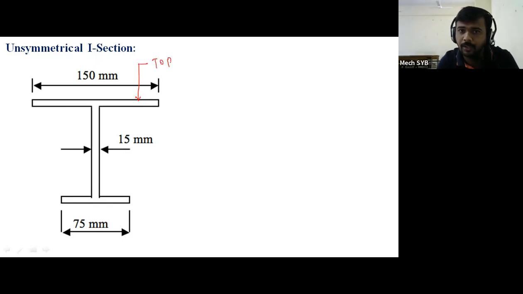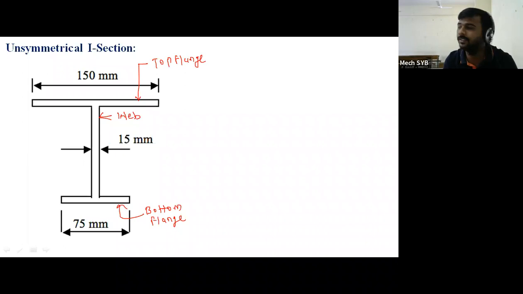So this is your top flange. This is your bottom flange. And there is only one web. Now if you see the dimensions of the top flange and bottom flange, they are different. Right? For example, the vertical dimension is 15 mm here, and here the vertical dimension is also 15 mm. So this is the unsymmetrical I section.